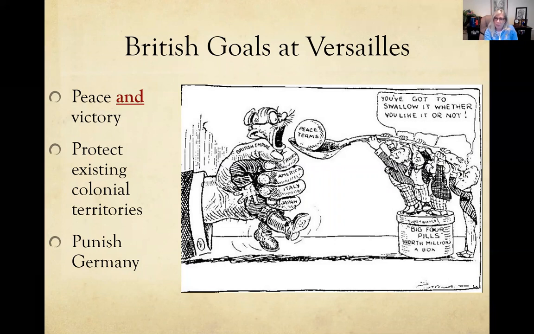Think about the millions of lives that they lost. Think about the money that has been invested. Think about the destruction that has been caused. They absolutely want peace with victory. They don't want to have no one wins.